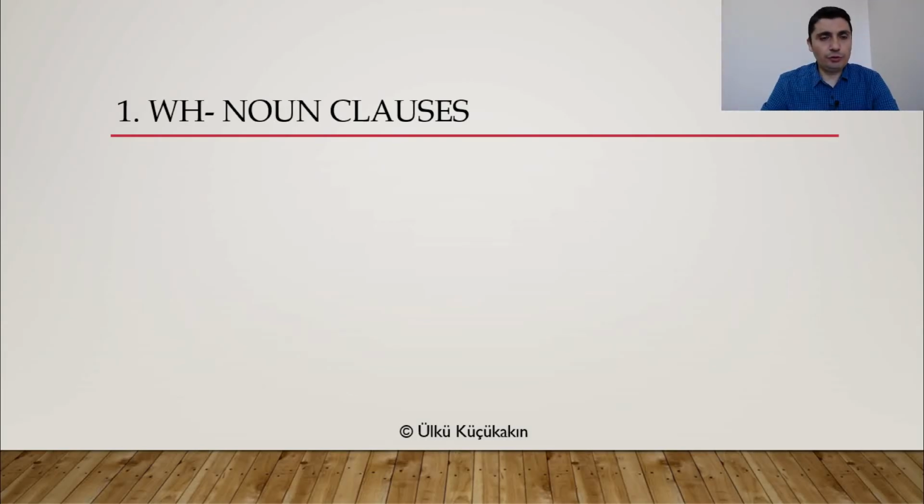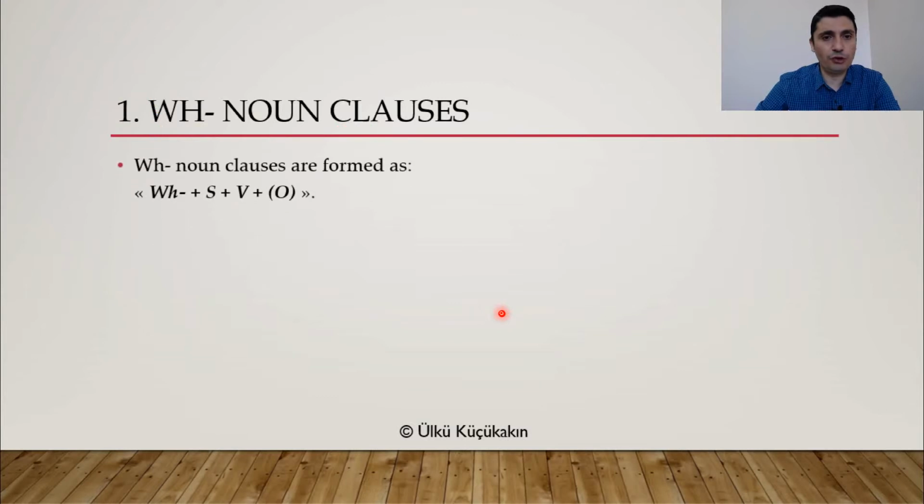Welcome back everyone. So here in this part we are going to talk about WH noun clauses as the first type of our noun clauses. Alright, so WH noun clauses are formed as WH plus subject plus verb and plus object.